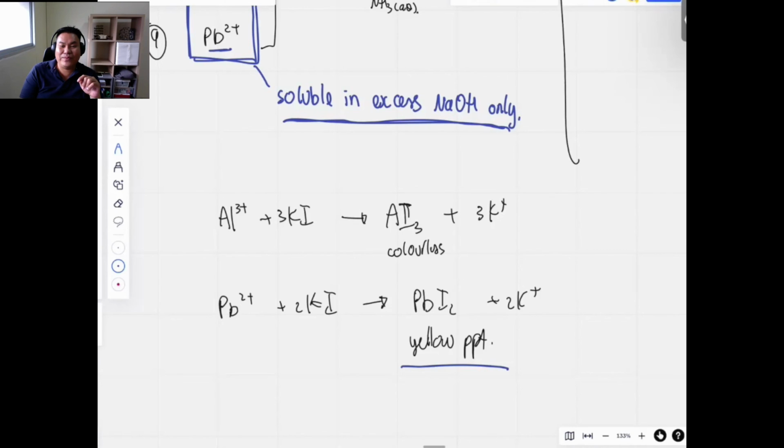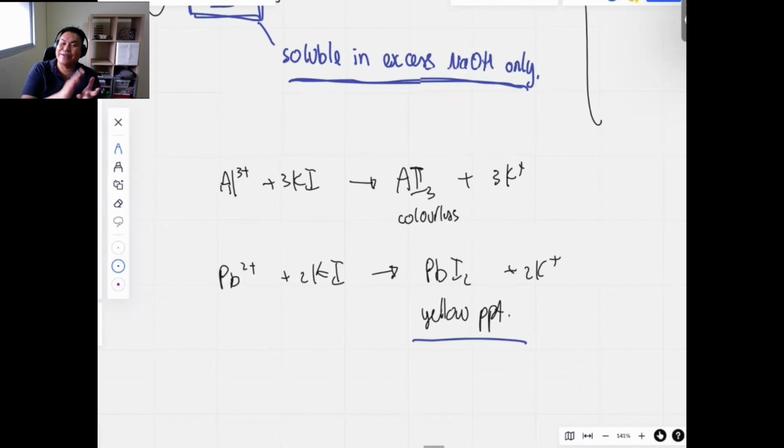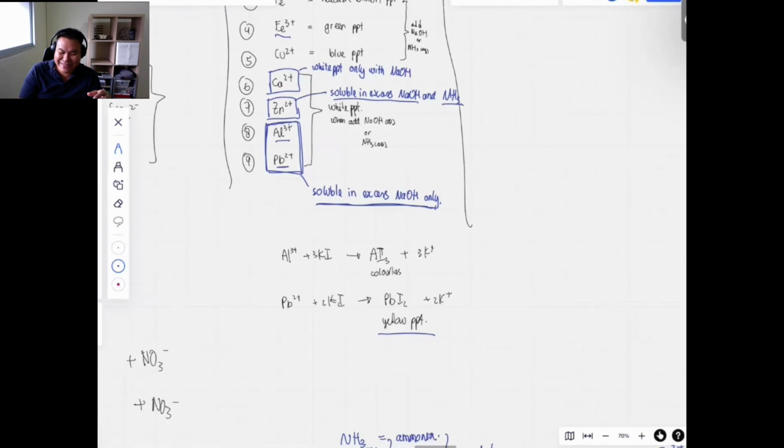So for the first one, you don't know if the reaction happened or not? That means it doesn't happen. You put a lot of KI, nothing happens for Al3+. For Pb2+, slowly you add, then you will see yellow.